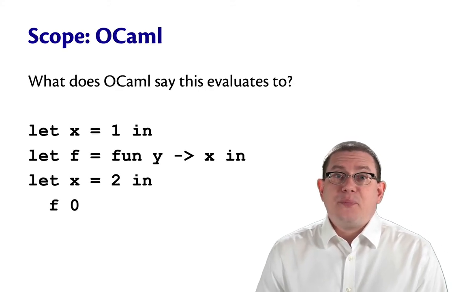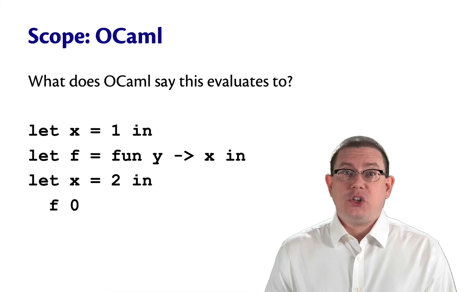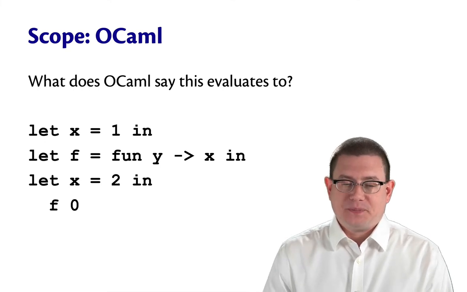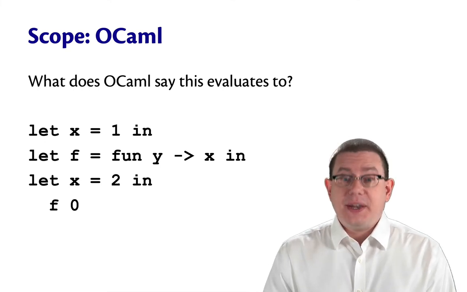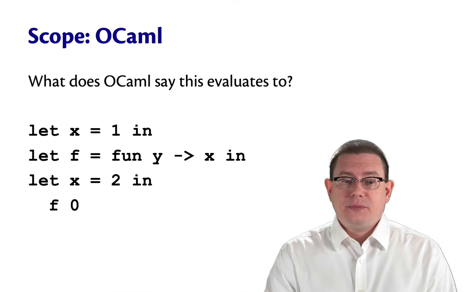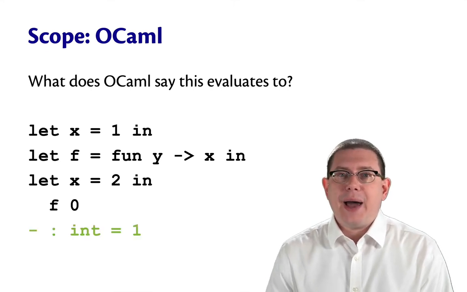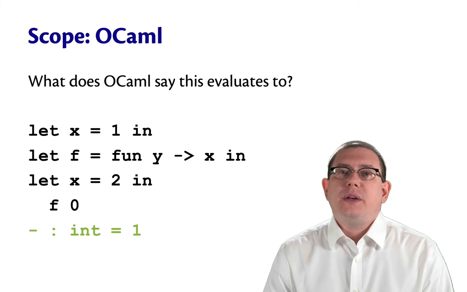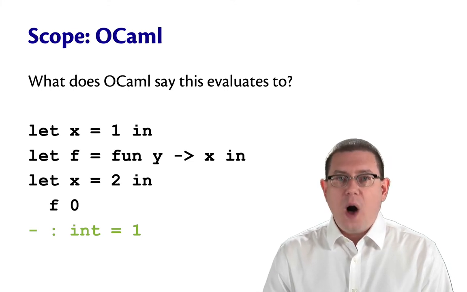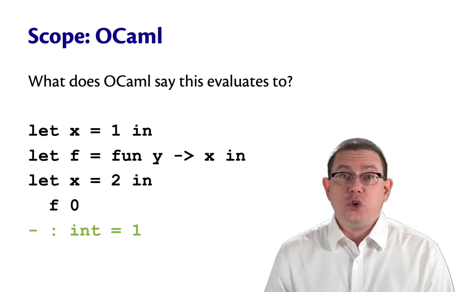Okay, perhaps some of you put that into UTOP. If so, I applaud you. What does OCaml say that this evaluates to? Well, when I put it in UTOP, I got back that it evaluated to 1. So it was the binding of x to 1 that in the end was used.